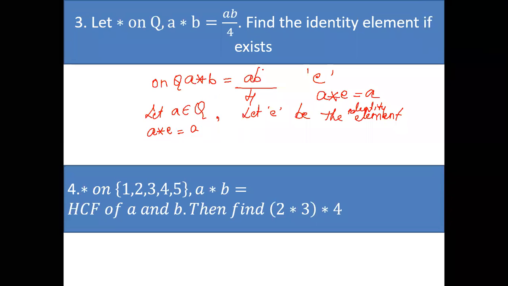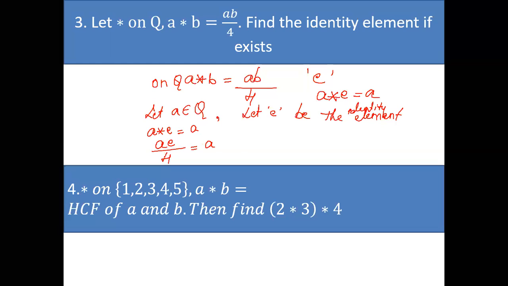A star B, how is it defined? A star B is AB by 4. Now in place of B I have E, so it is AE divided by 4 is equal to A. My aim is to find the value of E. So what is the value of E?